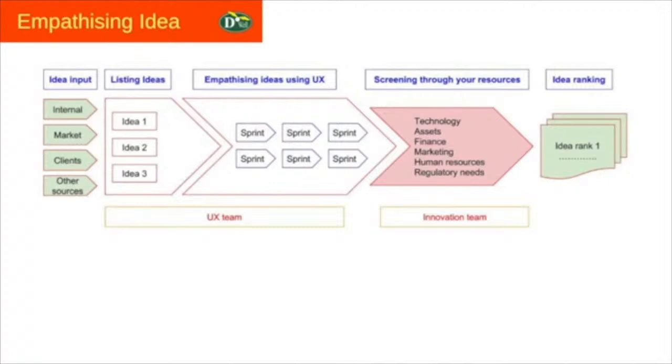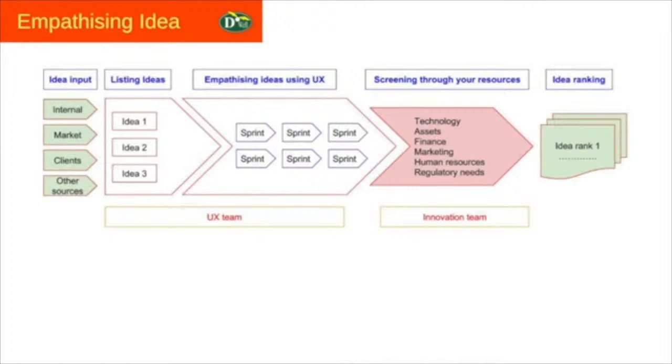Then empathizing ideas using sprints. Sprint is a term used in open innovation. That is, an idea will be segmented into different stages, and these small stages are done as a sprint. So the UX team will do the sprints of each idea. And after getting the output from all the sprints, the innovation team screens the entire set of ideas through their resources. The screening will be technology-wise, asset-wise, finance, or other resources of the company.